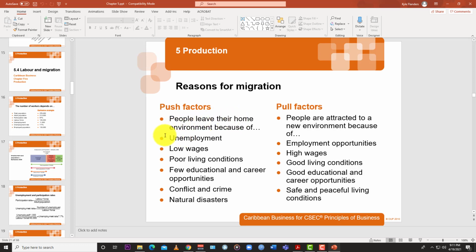Push factors: people leave their home environment because of unemployment, low wages, poor living conditions, few educational and career opportunities, conflict and crime, and natural disasters. Pull factors: people are attracted to a new environment because of employment opportunities, high wages, good living conditions, good educational and career opportunities, and safe and peaceful living conditions. And so those are factors that can influence the supply of labor. All of them are part of migration, and they can influence the supply of labor.